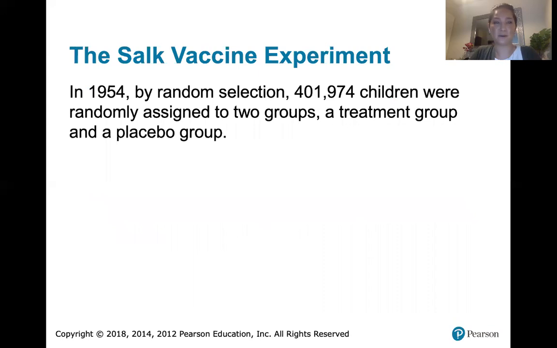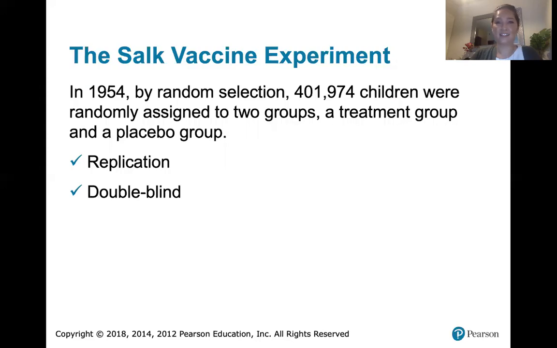So this Salk vaccine experiment from 1954. Let's think about whether or not it's a good experiment. Well, it says by random selection, these children were randomly assigned to two groups, a treatment group and a placebo group. So we've got replication because there were 401,974 children participating in this experiment. So we ran this experiment 401,974 times, if you will. We can think of half that if you were saying every experiment consists of two kids, a kid in the control group and one in the treatment group. So there's replication there. Sample size is large enough.